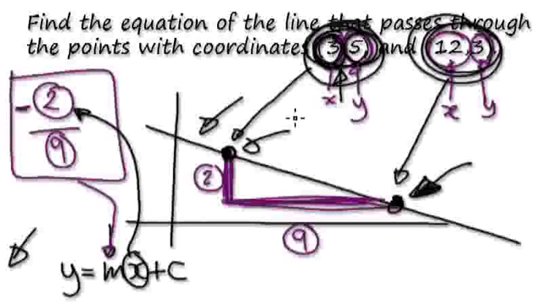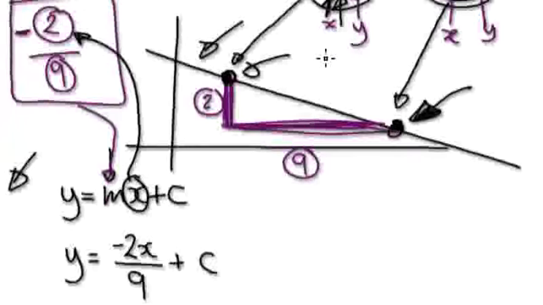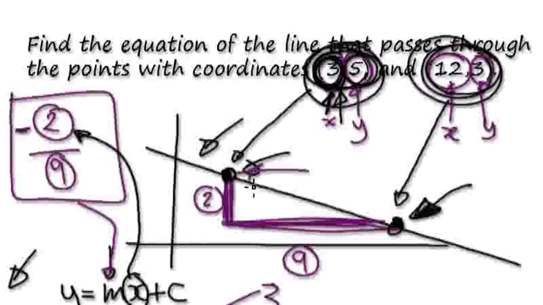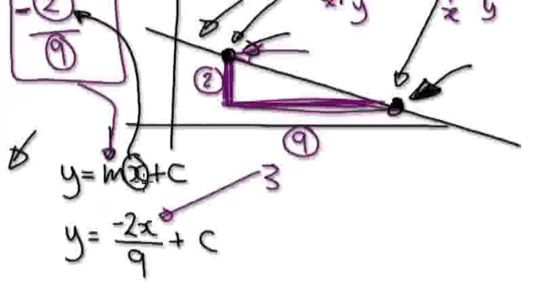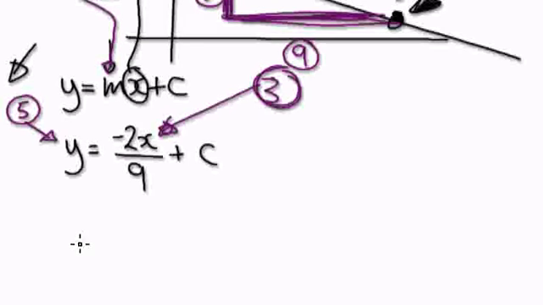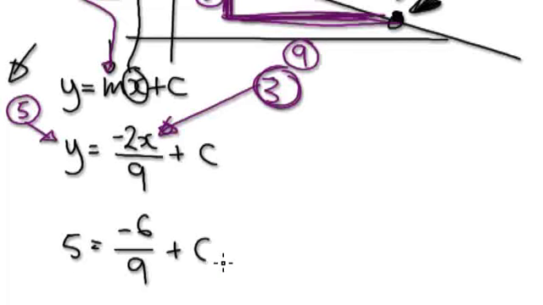Because 3 is the x, we put the 3 into this x here. And because at this point it's 5, this is the y value, so we put the 5 into the y here. So the 3 goes into the x, the 5 goes into the y, and the equation will look like this. 5 equals minus 2 times 3, which is minus 6, over 9, plus c.